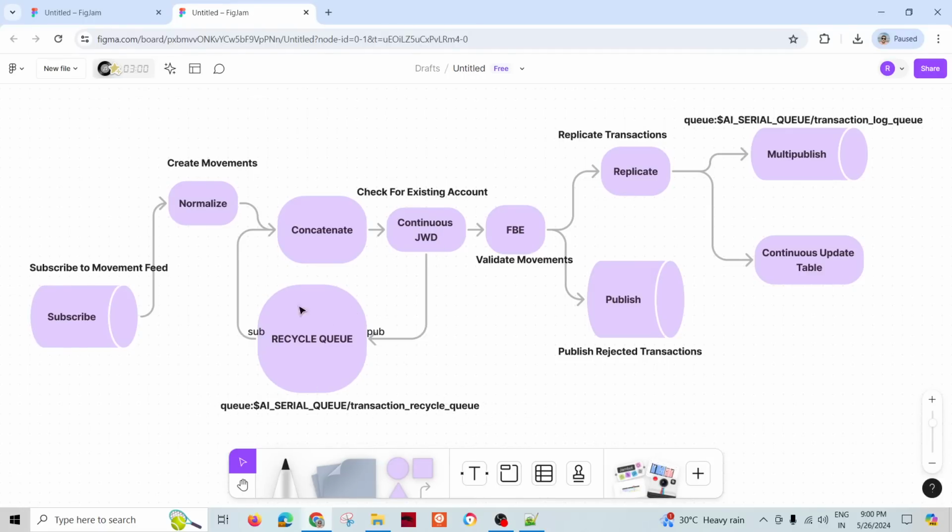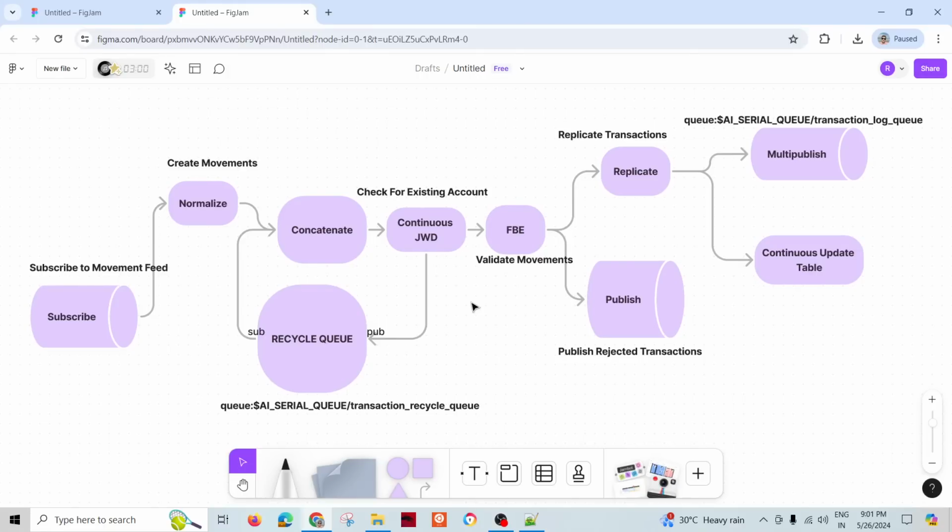We will have a component, recycle queue. There is a parameter called queue, and we will specify this. All those records which did not exist at that point in time, let's say T1, we will publish. In the next checkpoint, this will be subscribed and tried again. Let's say the account did not arrive again, the records will be published again, and again subscribed in the next checkpoint. That kind of arrangement, if we need it, we use the recycle queue.